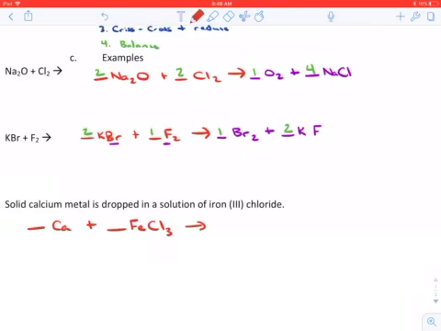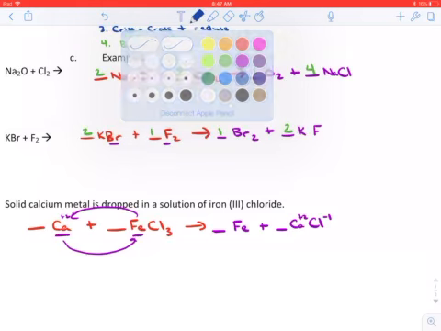All right, element plus a compound. We check our first element, Ca. Ca is +2 when it's in a compound. So in this case, it's going to replace Fe. So Ca and Fe are going to switch places. That's going to give us Fe by itself. It's not diatomic, so we just leave it as Fe because it's monatomic. And now Ca, which is +2, will be hanging out with Cl, which is -1.